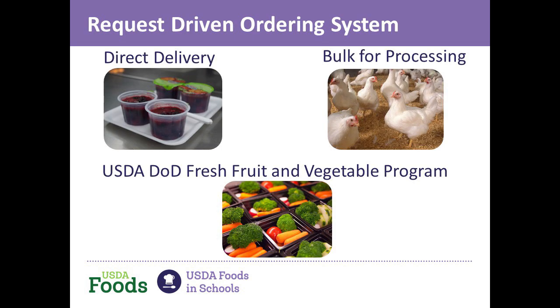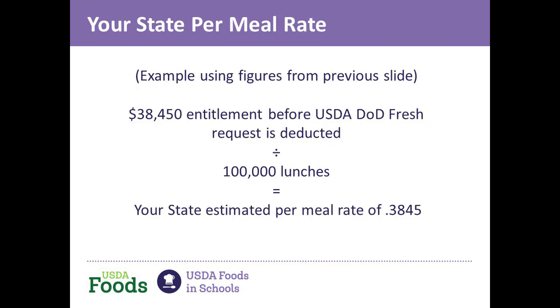There are 3 USDA Foods options that can be used in your request-driven ordering system to spend your entitlement. The SDA should ensure that, based on input received from SFAs, the types and forms of USDA Foods preferred by SFAs are made available. SDA should allow orders of USDA Foods to be entered throughout the school year, and they may also periodically adjust their allocation for USDA DoD Fresh to ensure full utilization of entitlement.